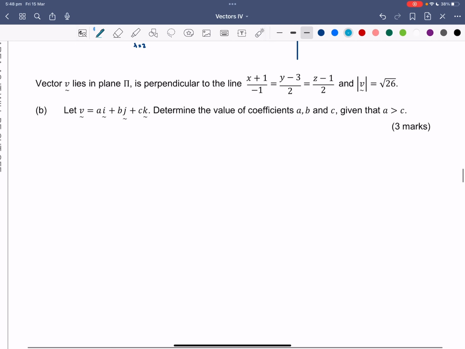Part B, vector V lies in the plane and it's perpendicular to this line. Fine. Find the values of A, B, and C, given that A is more than C. The fact that they're giving me this makes me think there may be multiple answers, and I just have to pick the answer that works.